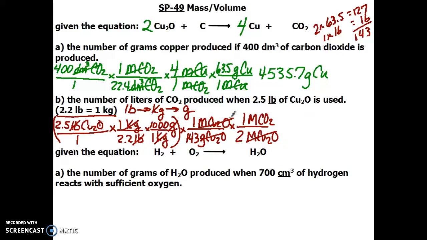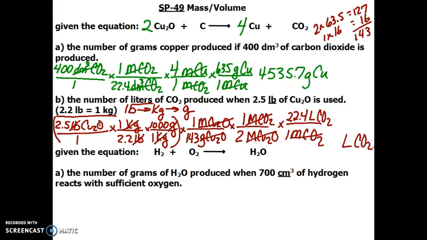Our last step is to go from mole back to what it is that we're looking for. And this time we're looking for liters. We're looking for a volume. So we're going to go with 1 mole of CO2 on bottom. And that's always going to be 22.4 because everything we do is going to be at STP. That crosses out my moles, and I now have liters of CO2, and it's a matter of taking care of the math. Now, once again, if it's on top, we multiply. If it's on bottom, we divide.